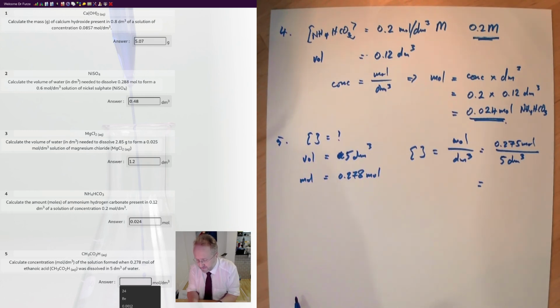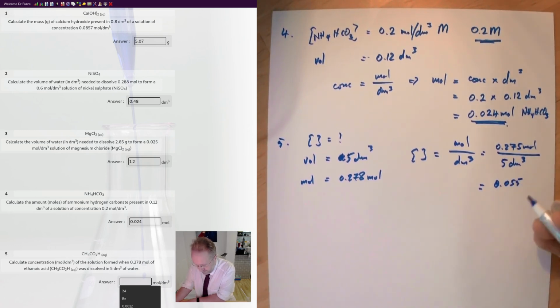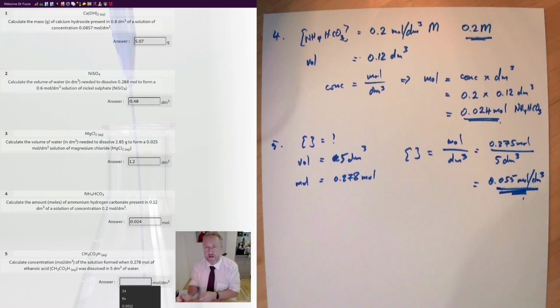And the answer, 0.278 divided by 5 decimeters cubed is 0.055 moles per decimeter cubed. Okay, for the final answer. So let's put that in, 0.055, and click submit and see what happens.